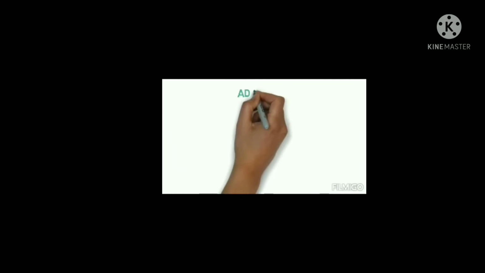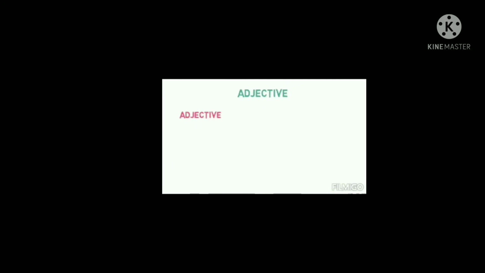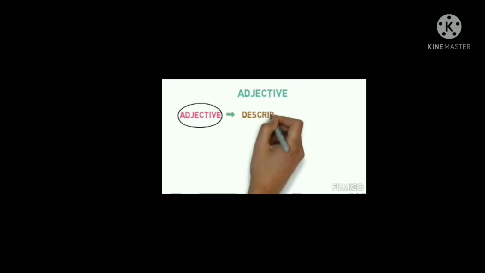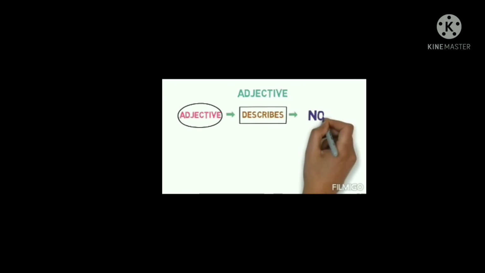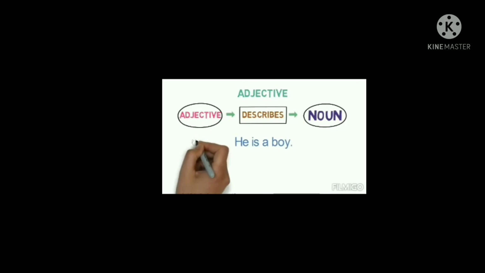Let's look into the next part of speech, that is adjective. An adjective is a word which describes or says more about a noun or pronoun. For example, he is a boy. Here we are simply saying that he is a boy, but we are not describing anything about the boy. Now rewrite the sentence with some description. He is a brave boy. Here we are describing the boy as brave. So brave is an adjective.